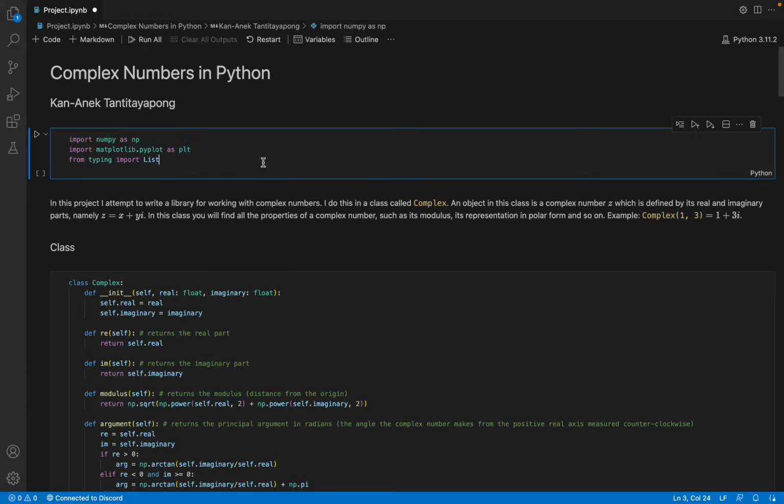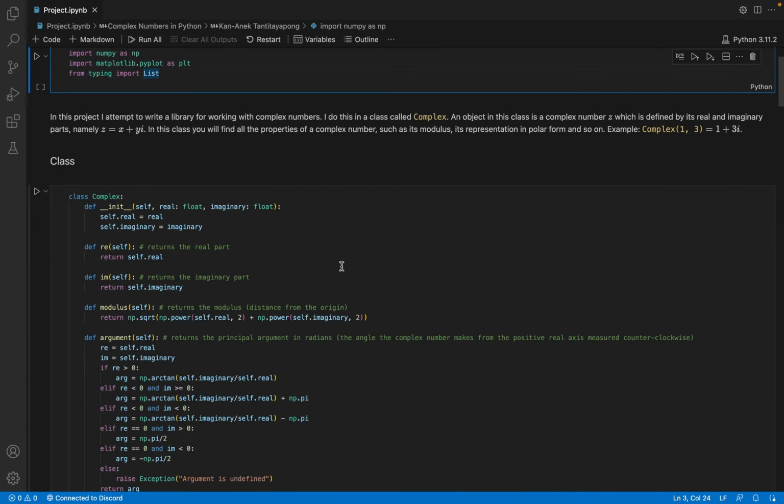Hi, this is my project for numerical computation. It's about complex numbers. In this project, I basically attempt to write a library for working with complex numbers. The usage of this class is, for example, Complex(real, imaginary), so Complex(1, 3) corresponds to 1 plus 3i.